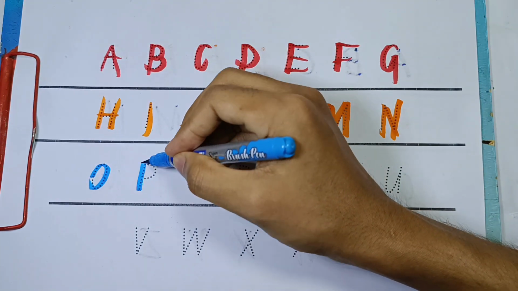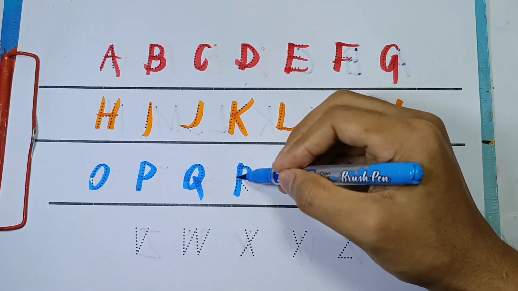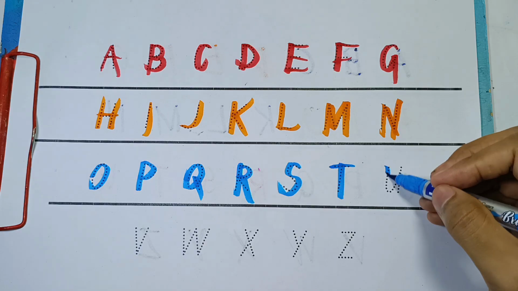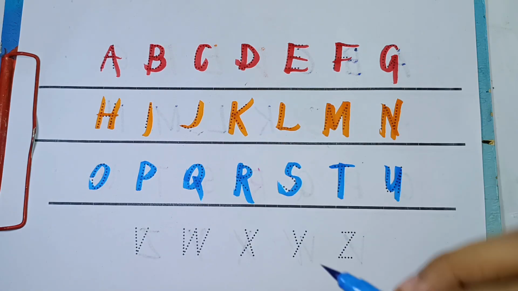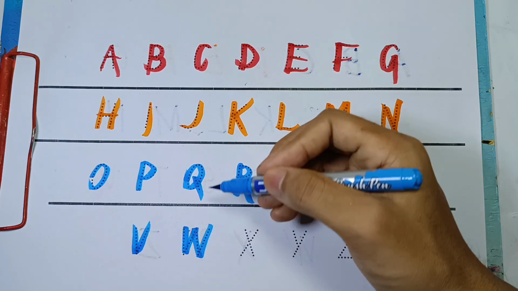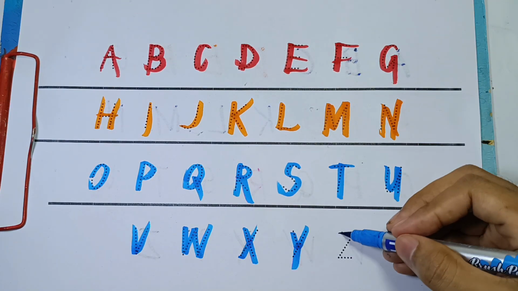O for octopus, P for penguin, Q, the next one is R, S, T for teacher, U for umbrella. Kids, the next one is V for van, and W for watch, X, Y, and the last one is Z for zoo.